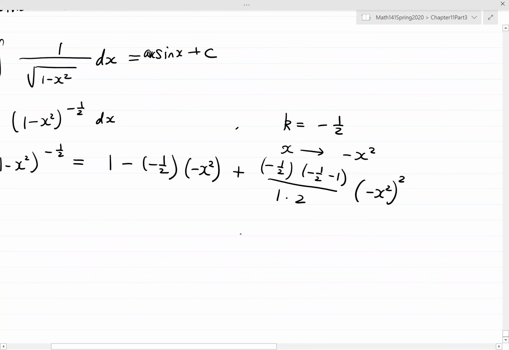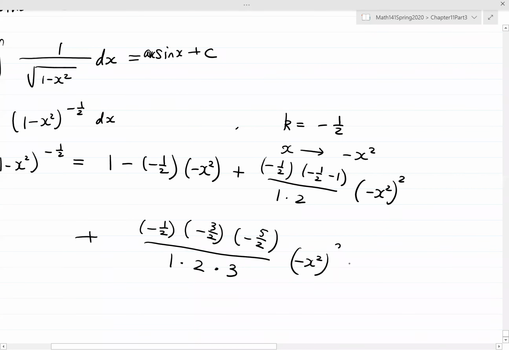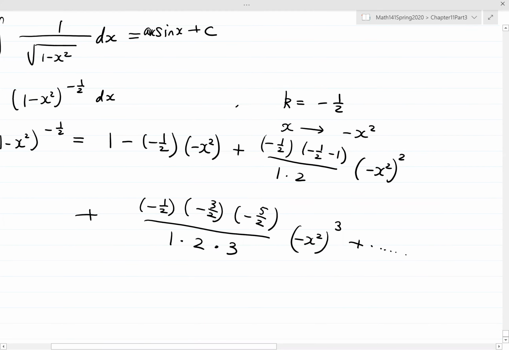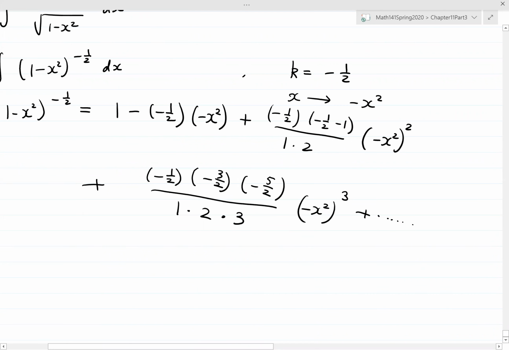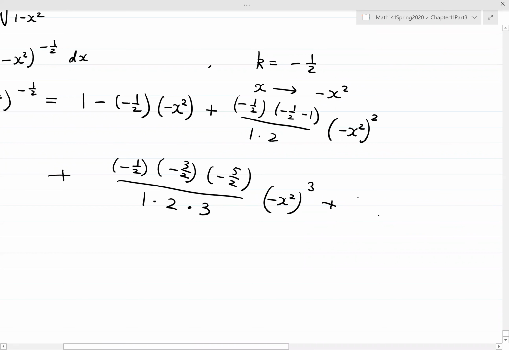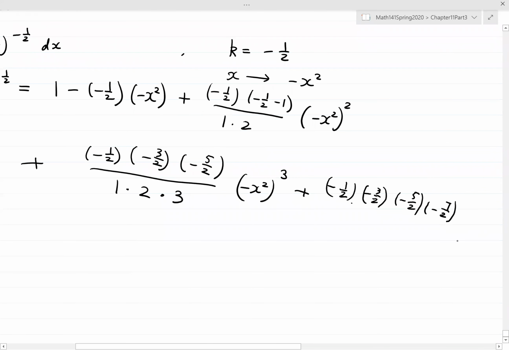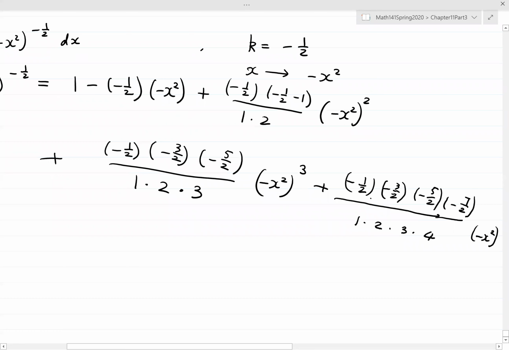Now let's write more terms. Plus (−1/2)(−1/2 − 1), so −3/2, and minus 1 again, −5/2, over 1 times 2 times 3, times (−x squared) to the power 3, etc. Maybe just one more term: (−1/2)(−3/2)(−5/2), subtract 1 again, −7/2, times (−x squared) to the power 4 over 1, 2, 3, 4.